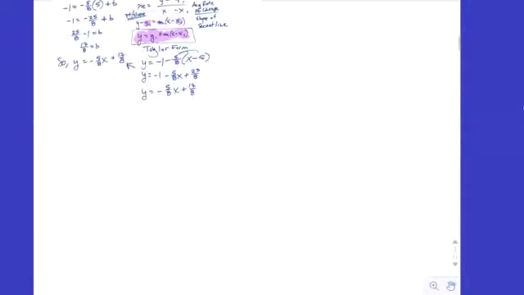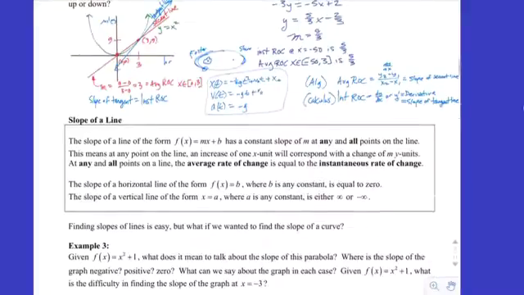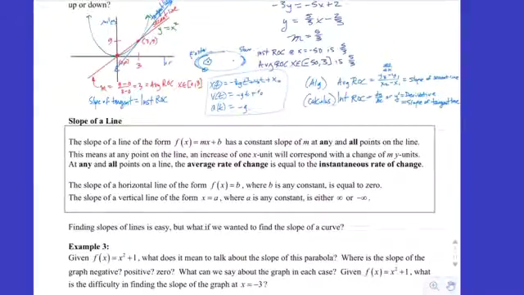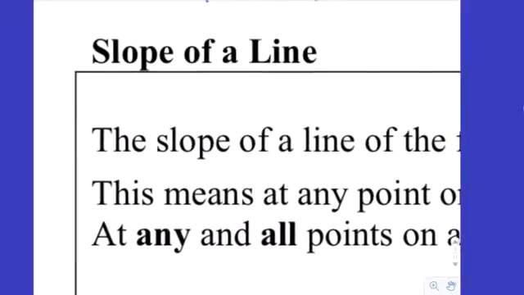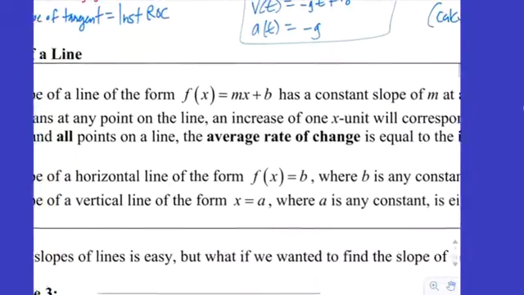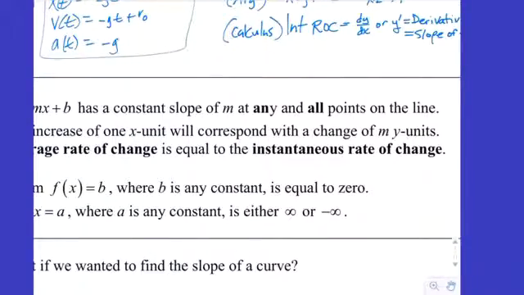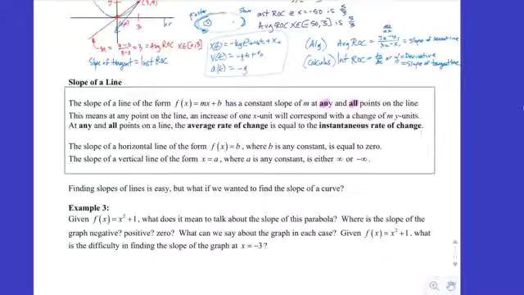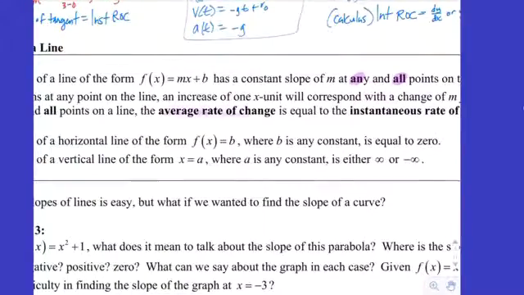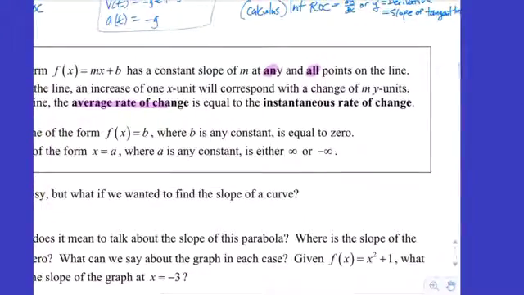So let's move back to the notes then. All right, so yeah, here's slope of a line, slope of a line, slope of a line. Just to kind of summarize. The slope of the line in the form y equals mx plus b has a constant slope of m at any point and at all points, okay? So for a line, it's not only the average rate of change between any 2 points, but it's also the instantaneous rate of change at every point.